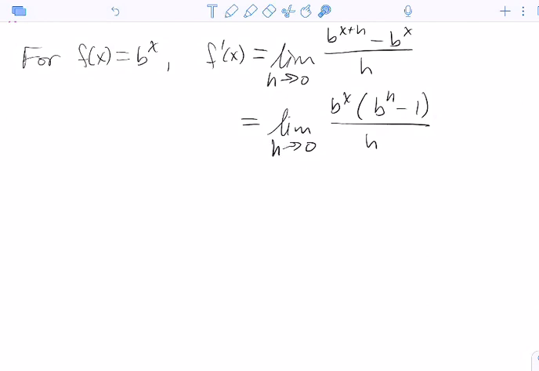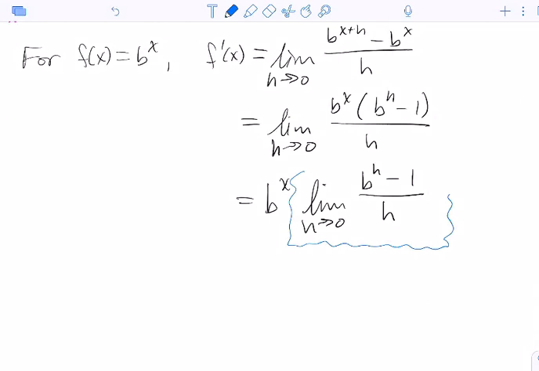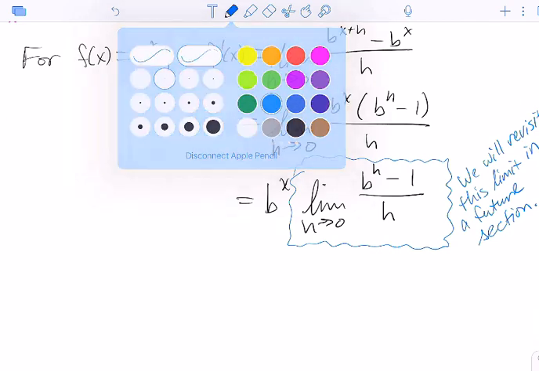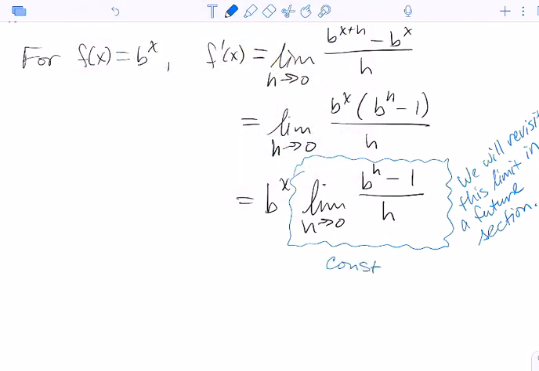The point there is, as h approaches 0, b to the x is unaffected. And so as a constant, we're going to pull that outside of the limit. So we get b to the x times the limit as h approaches 0 of b to the h minus 1 over h. That limit, we are going to revisit in a future section. Our takeaway is that since this limit is a constant, assuming that the limit exists, the derivative of an exponential function is a constant multiple of the exponential function.